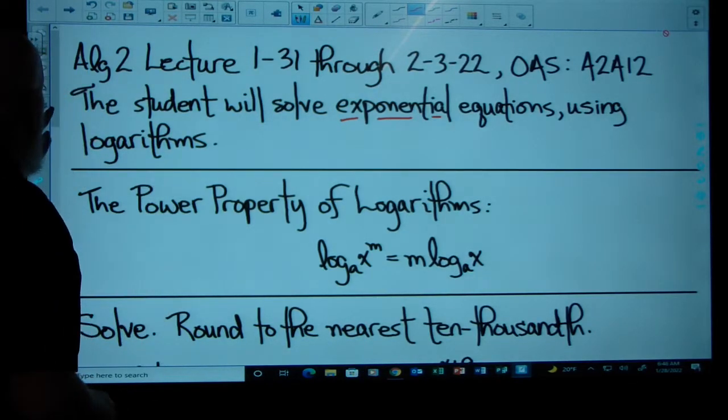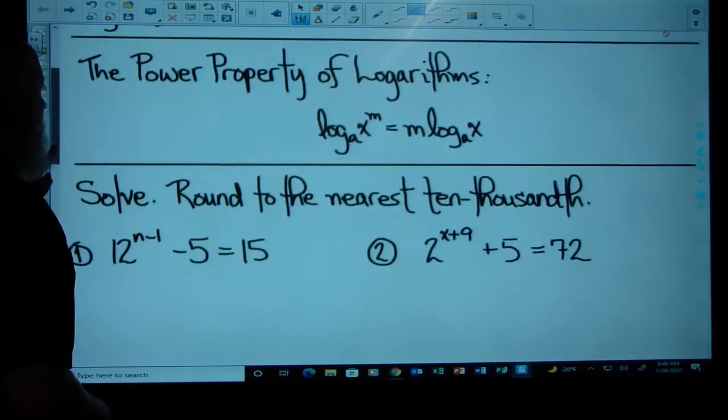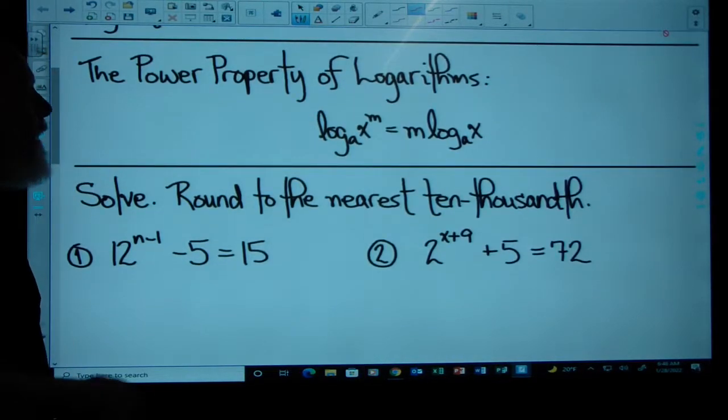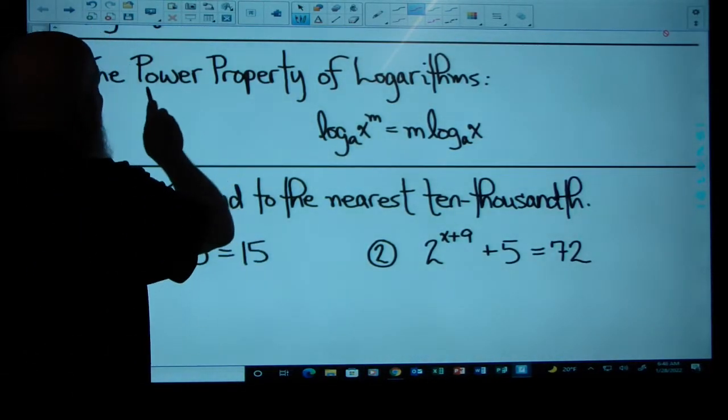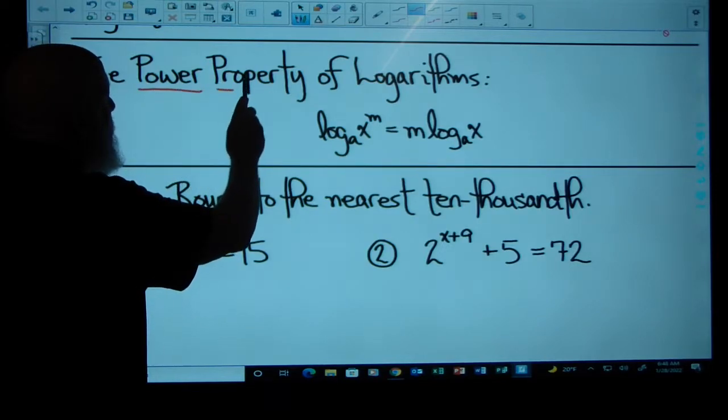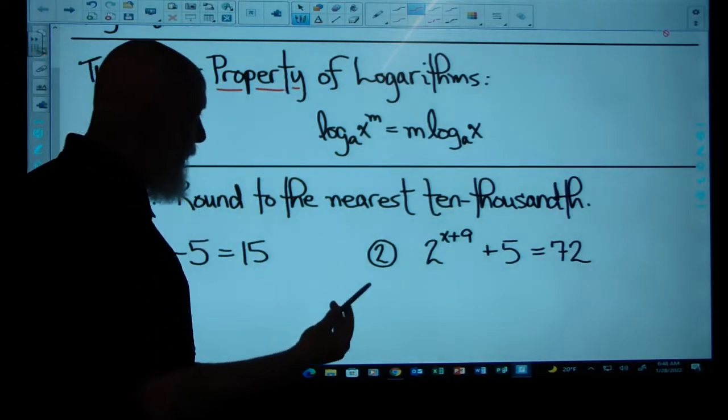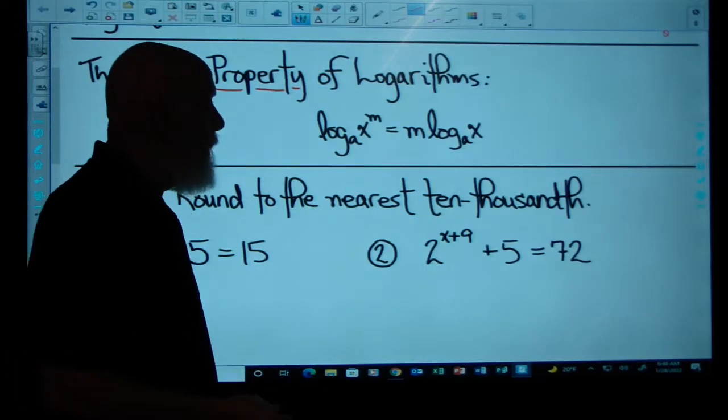So here we go. We talked about logarithms in the past, and I want to talk about the power property of logarithms and how we use that to solve exponential equations.